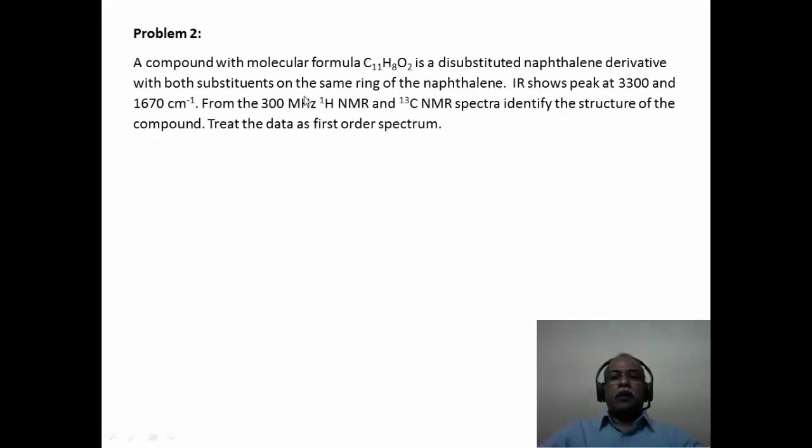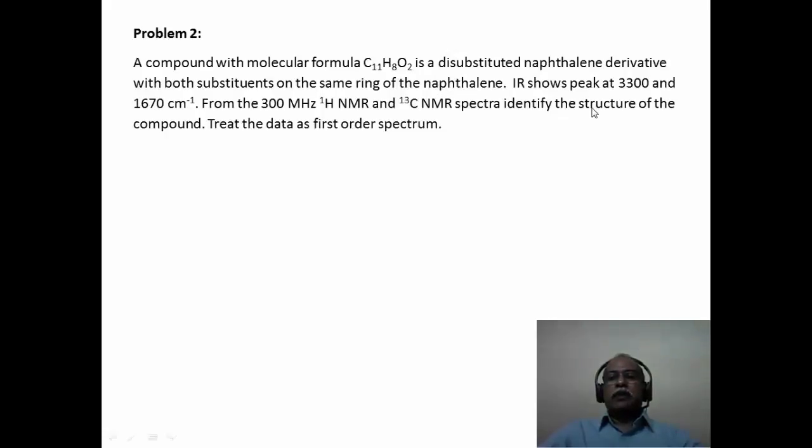The compound has a molecular formula C11H8O2, and it is already mentioned that it is a disubstituted naphthalene derivative in which both the substituents are on the same ring of the naphthalene. In other words, the problem amounts to identifying the 2 substituents that are present here and placing them appropriately on the naphthalene ring. On one particular aromatic ring, both the substituents are present.